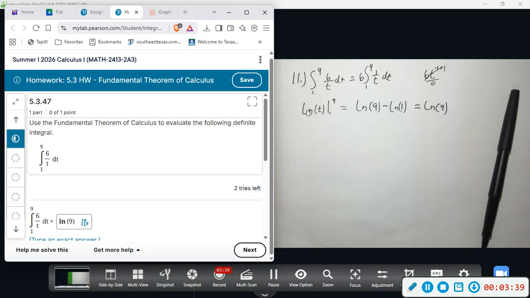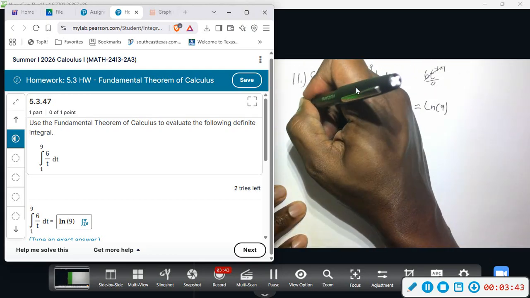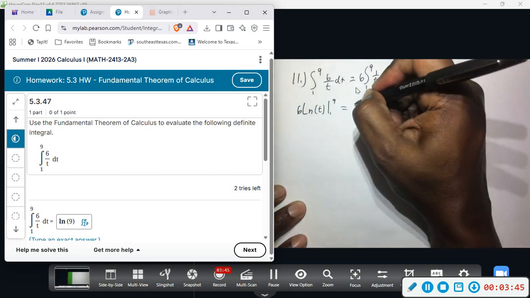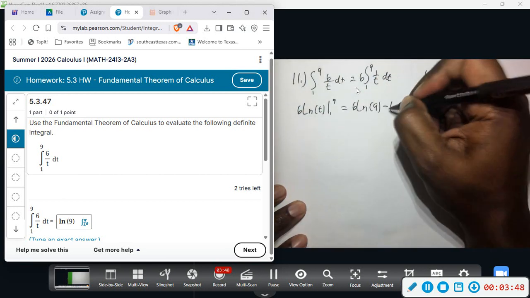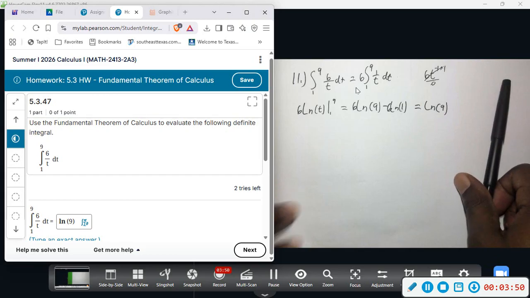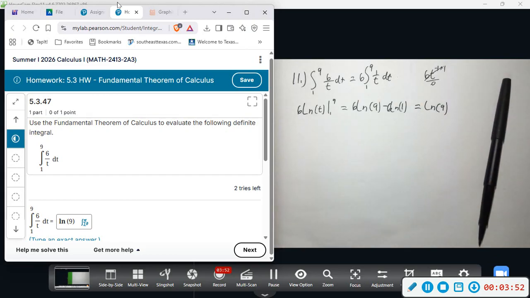Okay, I'm sorry. Left off the multiple of 6. Gotta be careful. I wrote the 6 out front and forgot to bring it back down. So it should be 6 times ln of 9. That 6 will zero out. 6 times 0. Gotta be careful with that multiple of 6.